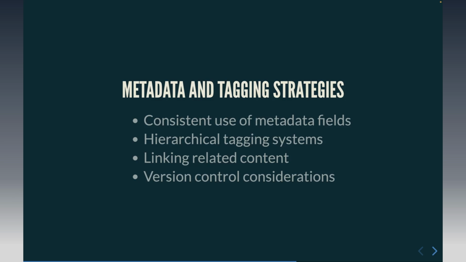Metadata and tags play a crucial role in RAG systems because they can provide additional context that might not be captured in the main content. A hierarchical tagging system can help in organizing and retrieving information. Linking related content can help in providing additional context too. We also need to consider how we handle versioning in our metadata to make sure that we're retrieving the most relevant information at runtime.